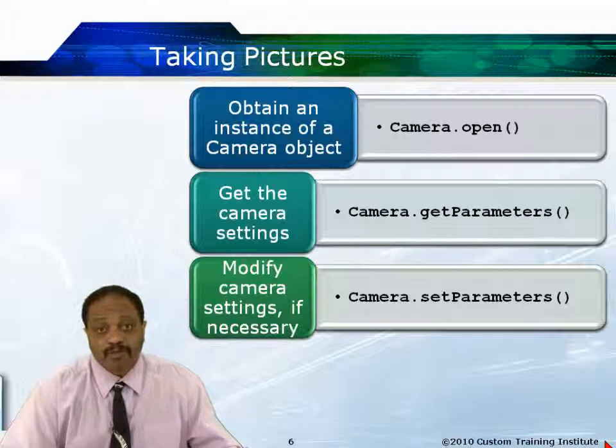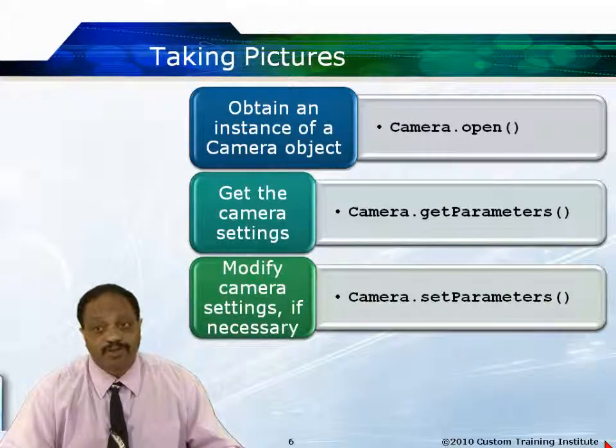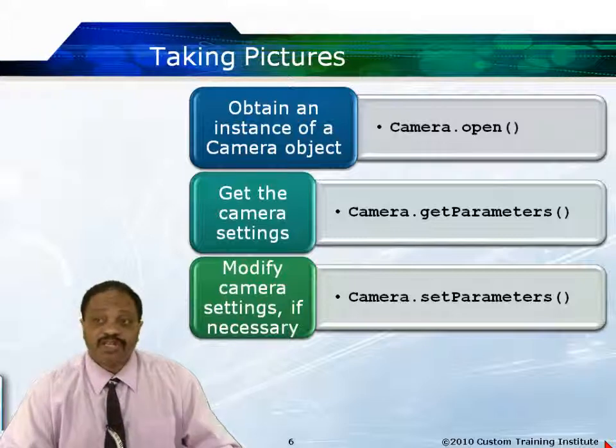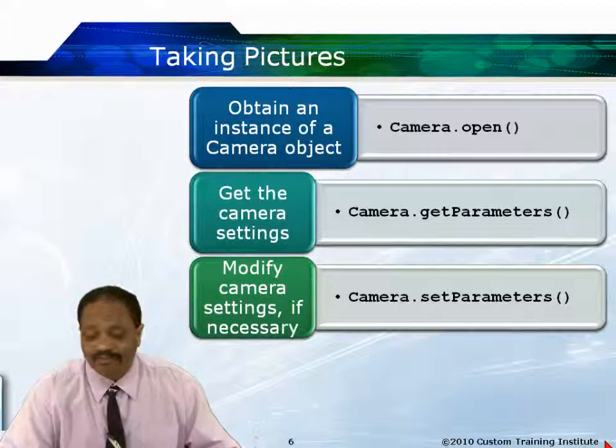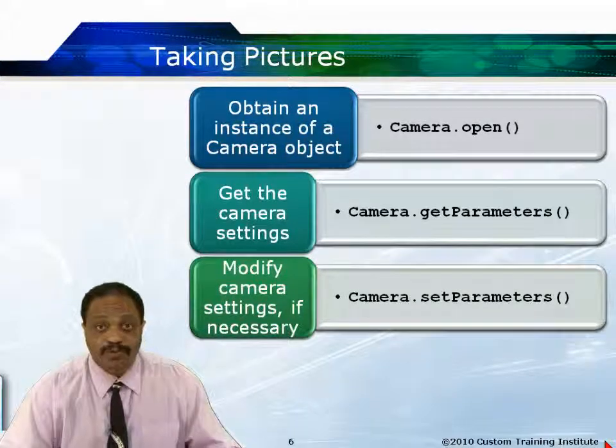After you've gotten those parameter settings, then you may need to modify them. In other words, you may need to turn on autofocus, you may need to change the resolution of the camera, or whatever you need to do. Then you'll need to call set parameters to modify those camera settings.